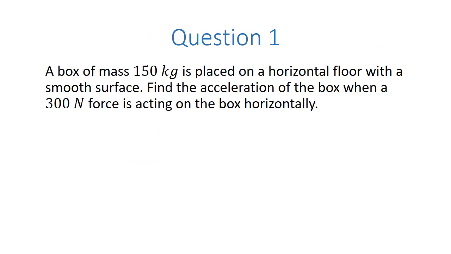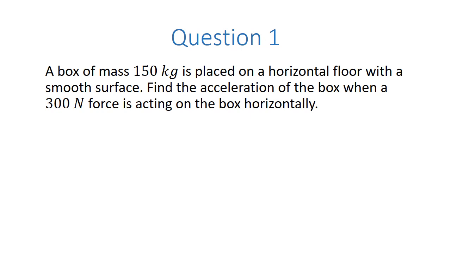So now, first situation. A box of mass 150 kilogram is placed on a horizontal floor with a smooth surface. Find the acceleration of the box when a 300 Newton force is acting on the box horizontally. So from this story, we already know that there's a box with a mass of 150 kilogram. So that's the first information. We already know the mass. Mass is 150 kilogram. And what is another information that we know?